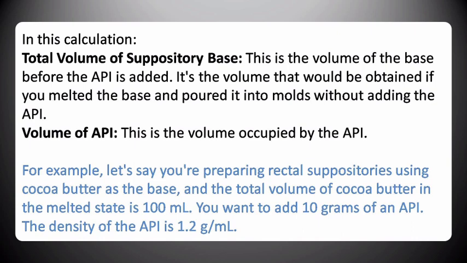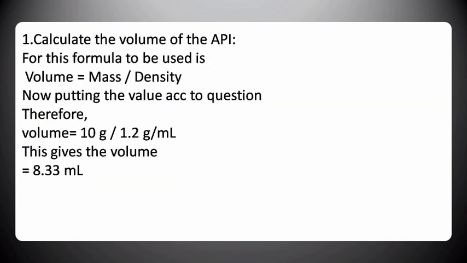For example, let's say you are preparing rectal suppositories using cocoa butter as the base, and the total volume of cocoa butter in the melted state is 100 mL. You want to add 10 grams of an API. The density of the API is 1.2 grams per milliliter. First, calculate the volume of the API. The formula to be used is volume equals mass divided by density.